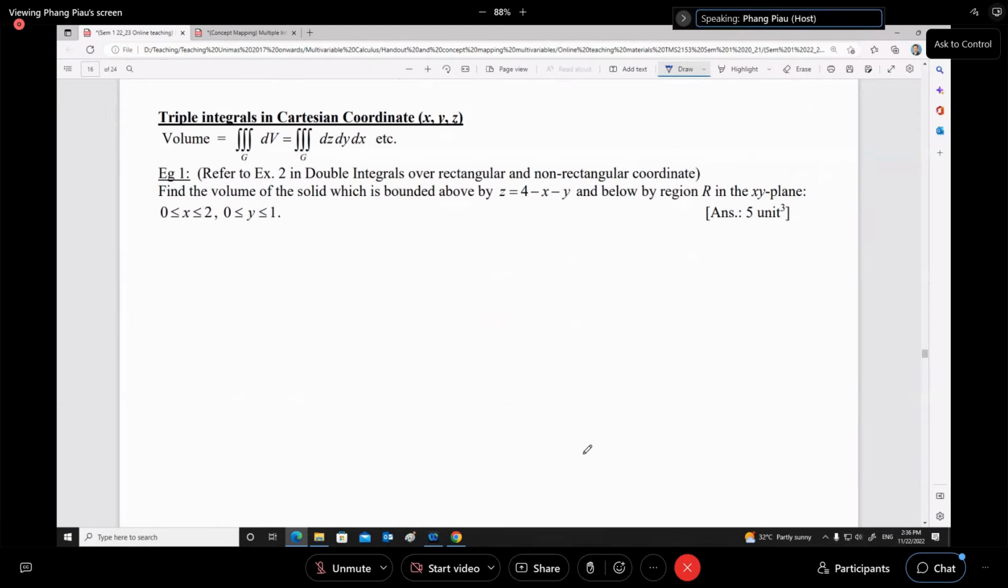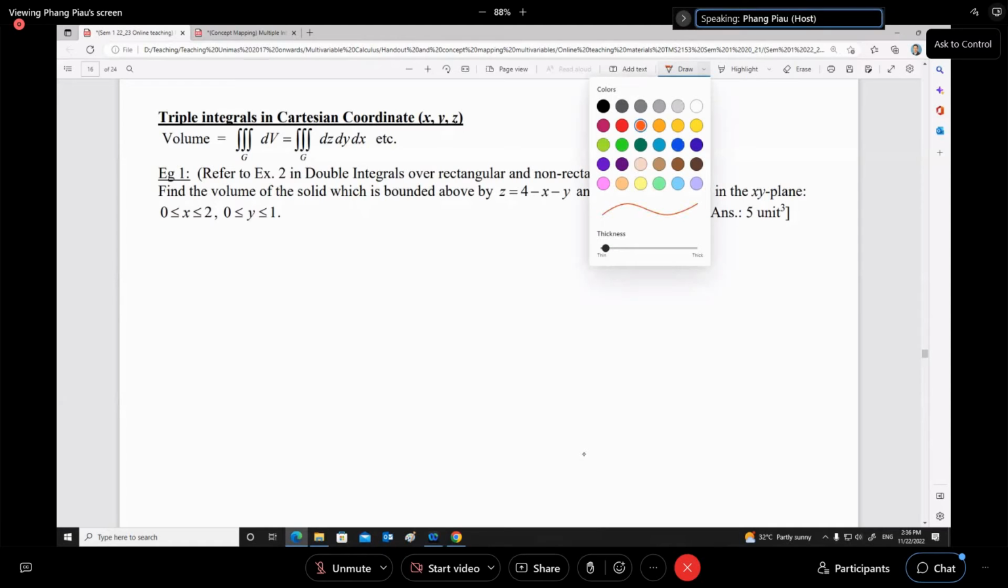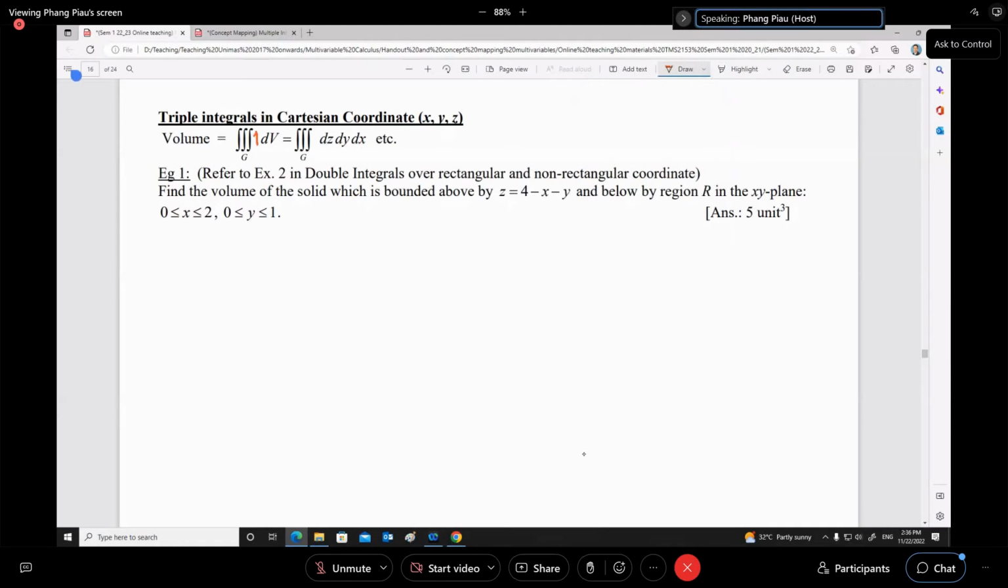So we have one example, which is actually a revisit. We find the volume for this. I have to remind you of two things. For this volume, for triple integral, we put here as 1. Nothing here meaning that the integrand is actually 1. So if we put it as 1, it is volume.